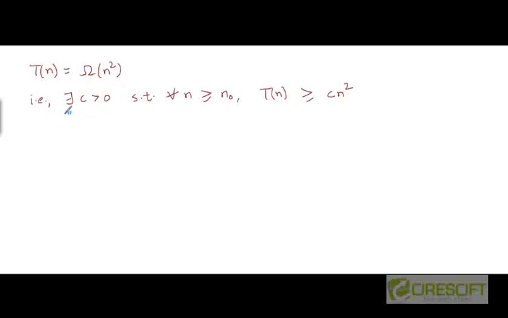More formally, we need to prove that there exists a positive constant C such that for large enough values of n, larger than some positive threshold n naught, T of n is bounded from below by a constant multiple of n square. This is what we need to prove.